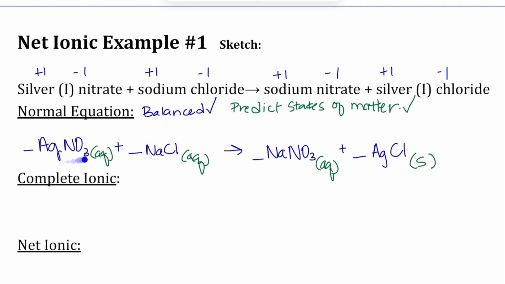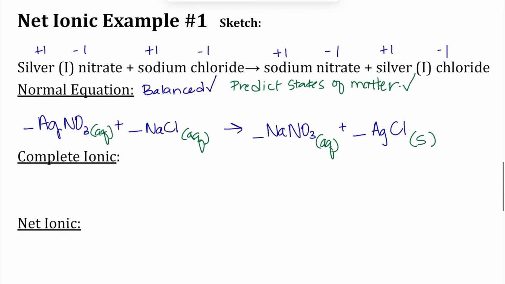Now I'm going to go through and write my complete ionic equation. And so with that complete ionic equation, we are going to take anything that is aqueous and break it into the ions that form. And so we have AgNO3, that's aqueous. So this is going to break up into a silver +1. And then I'm going to put a plus sign to separate those, NO3 -1. And that is that first compound. That's how it would break up into those complete ions.